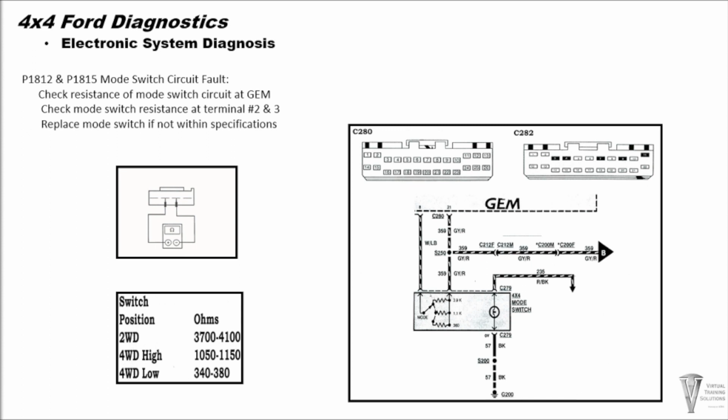P1812 and P1815 are mode switch circuit faults. These indicate that the GEM module has encountered a fault in the mode switch circuits. Check mode switch circuit wiring and connections. Mode switch failures are very common.